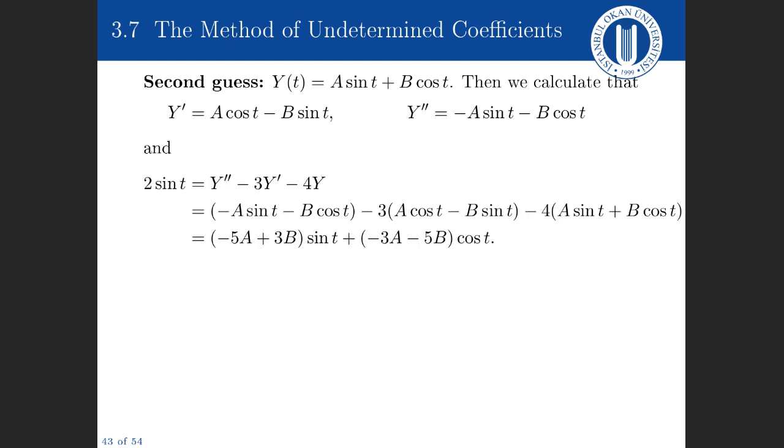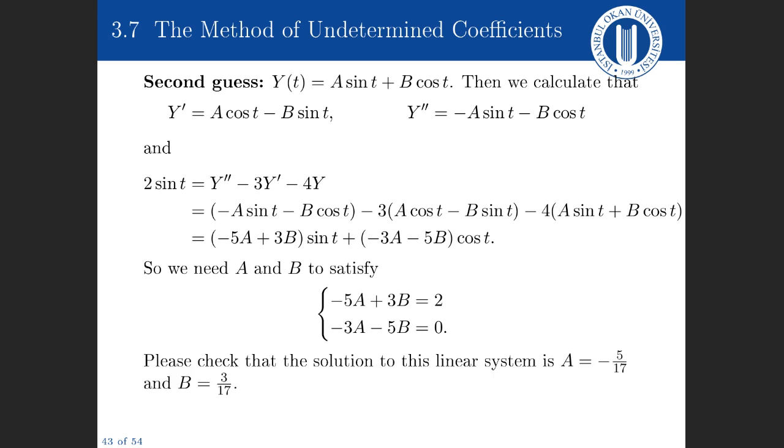Differentiate two times and put into the differential equation. You can check that we get minus 5a plus 3b sine t. This must be the same as 2 sine t. And we get minus 3a minus 5b cos t. On the left, it's 0 cos t. So this must be equal to 0. We need to find a and b which solve this linear system. This linear system is, in fact, consistent.